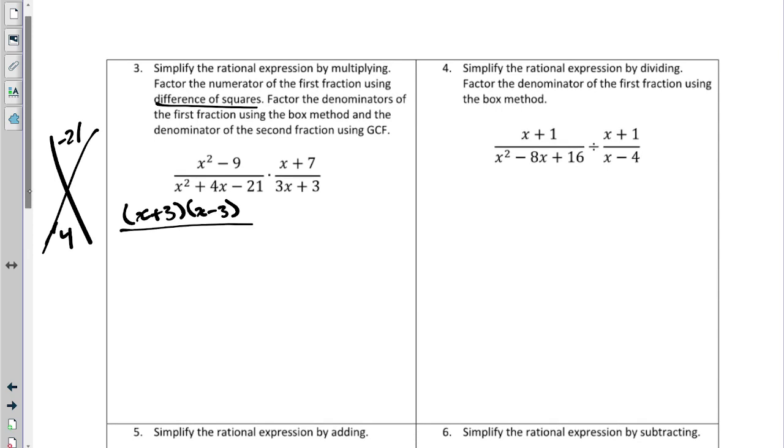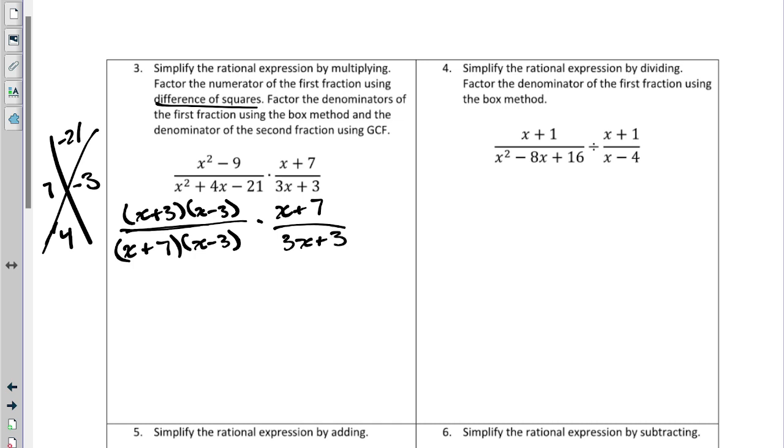And so I need to find two numbers that multiply to -21 and add to 4. That's going to be -7 and 3, which means the bottom is going to turn into x minus 7 times x plus 3. Oh, sorry, I did that wrong. It's +7 and -3, because I want them to add to +4. So let me rewrite that. Sorry. x plus 7, x minus 3. And we are multiplying that by x plus 7 over 3x plus 3. All right.